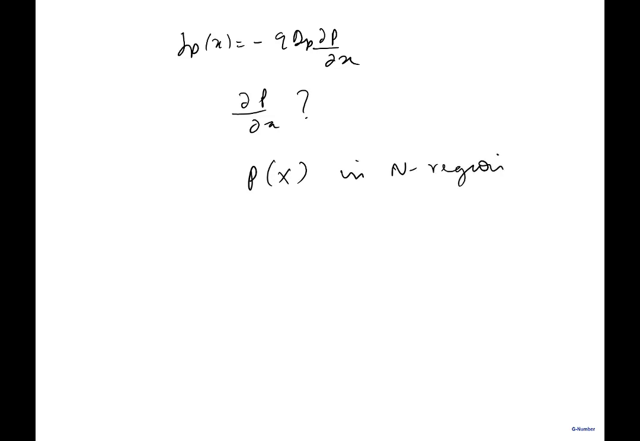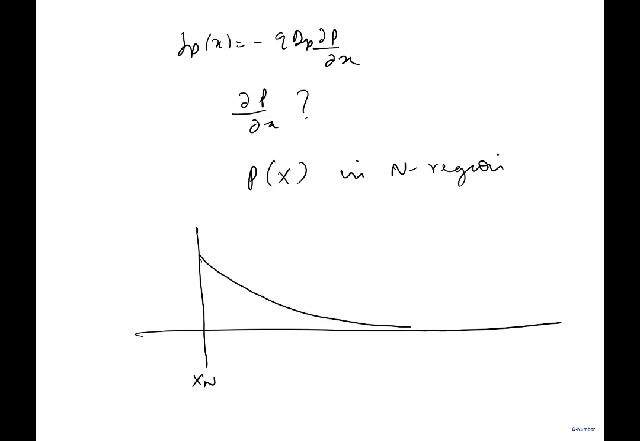And in fact, this is also easy because if you look at the P in N region, this is Xn, and we are saying it goes like this. So let's say the excess hole density is delta P(Xn). So how do we determine this?